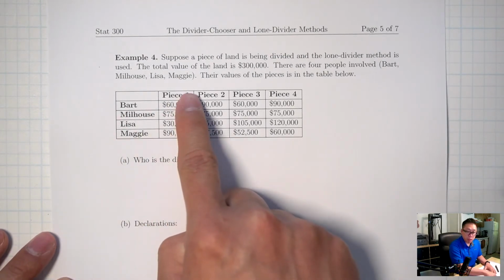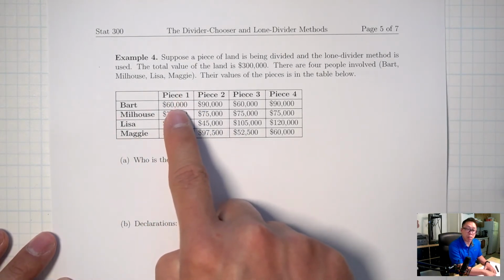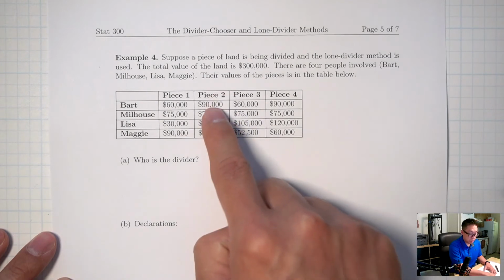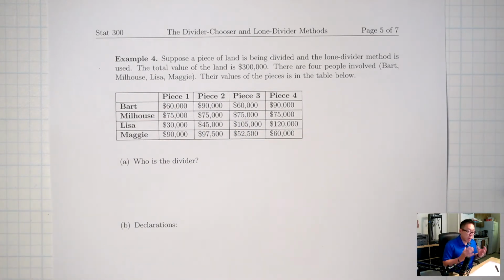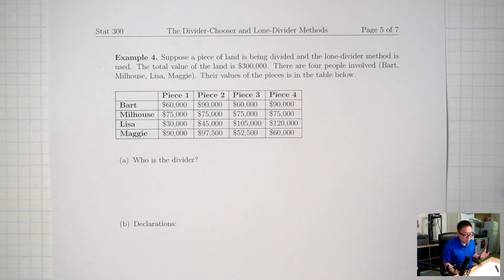Bart looks at piece 1. Piece 1 is worth $60,000 to him. Piece 2 is worth $90,000 to Bart. So everyone's going to have a slightly different value on each of the pieces because everyone's going to look at each piece differently, and it's going to be valued differently because each person has slightly different preferences. The first question is, let's decide on who actually did the cutting. So who was the divider?